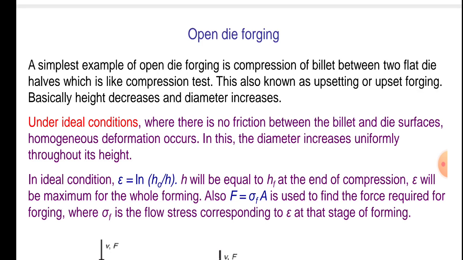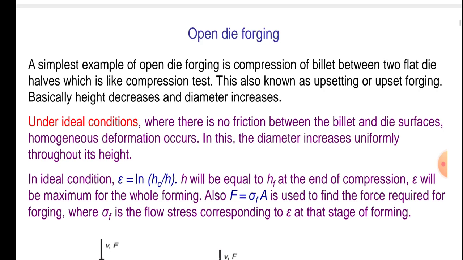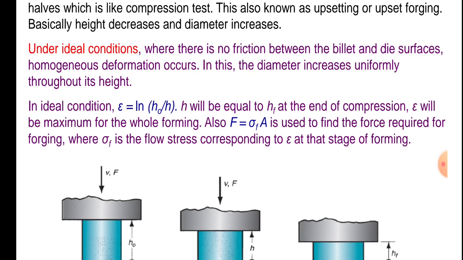Basically, height decreases and diameter increases under ideal conditions where there is no friction between the billet and die surfaces. Homogeneous deformation occurs. In this, the diameter increases uniformly throughout its height.